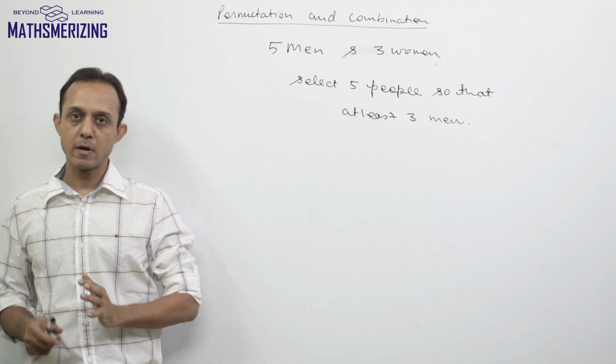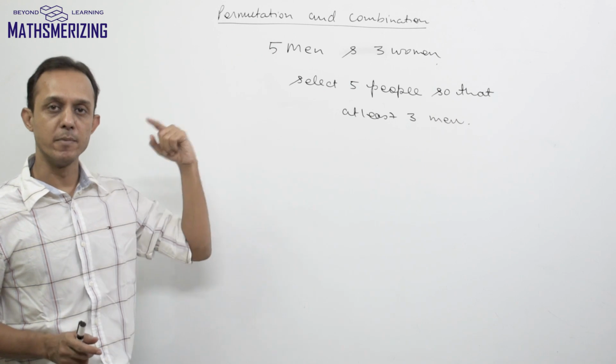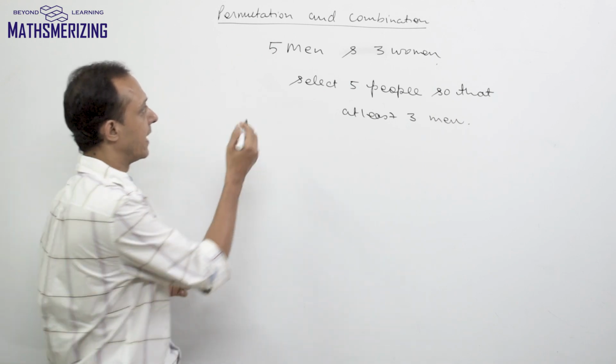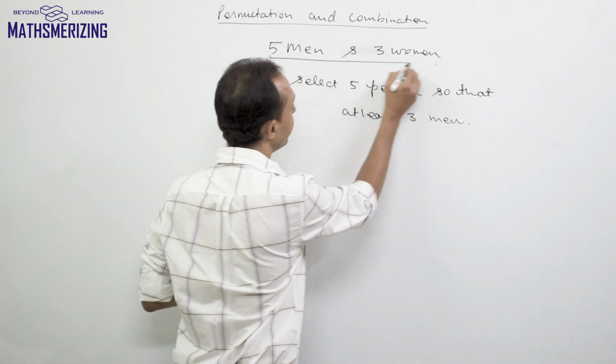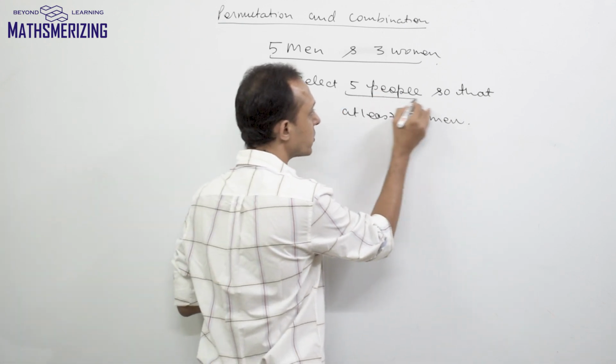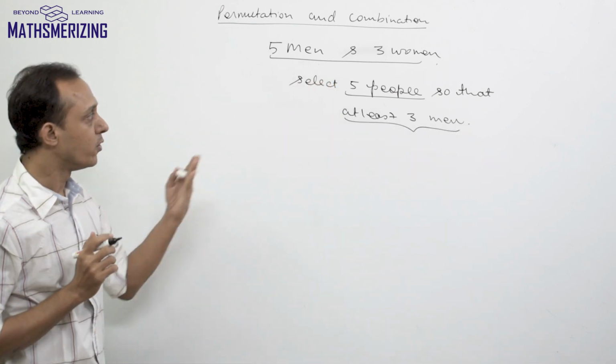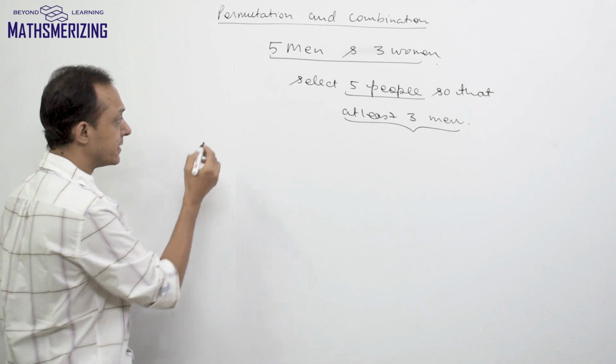Now, one very common doubt that I come across whenever I teach combinations is when we have these kind of problems. Say, for example, suppose we have 5 men and 3 women and we have to select a committee of 5 people so that it should have at least 3 men. Now we know how to solve these problems, so we'll consider 3 separate cases.